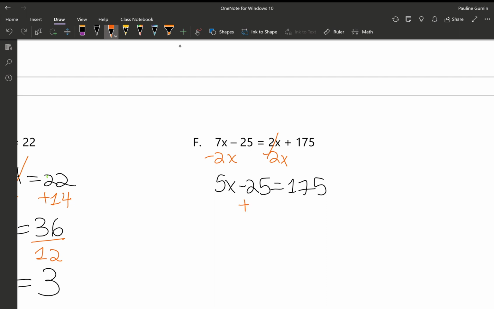Next, let's add 25 to both sides. And we have 5x.